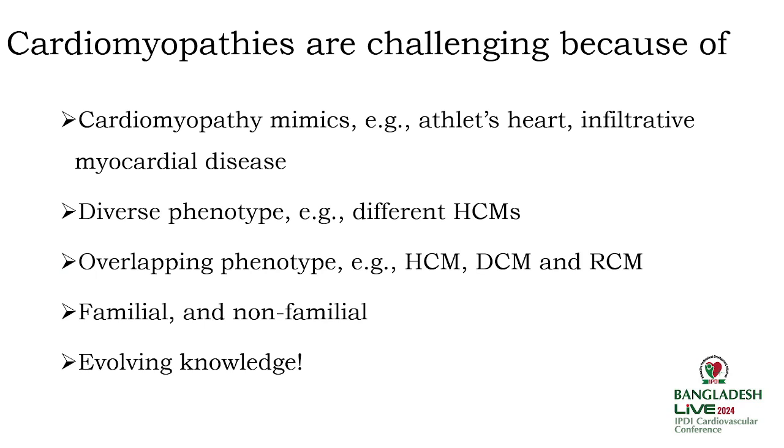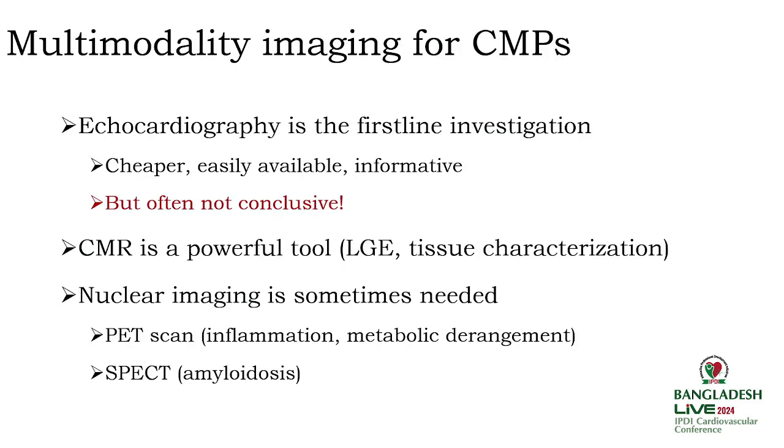Cardiomyopathy is always a mysterious issue because of the presence of cardiomyopathy mimics like athlete's heart, infiltrative myocardial disease, and others. Because of the presence of diverse phenotypes like different types of hypertrophic cardiomyopathy, sometimes there are overlapping phenotypes, like hypertrophic, dilated, and restrictive cardiomyopathies, which can overlap with each other. There is an issue of familial and non-familial, and the most important thing is that the knowledge is still evolving.